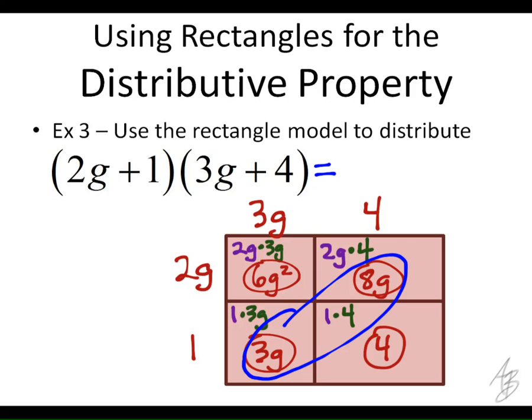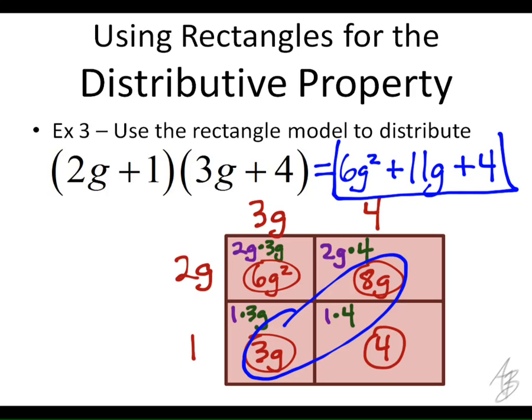So which one should go first, though? 6g squared plus 11g, because that's the 3g plus 8g, plus 4. And that is your answer.